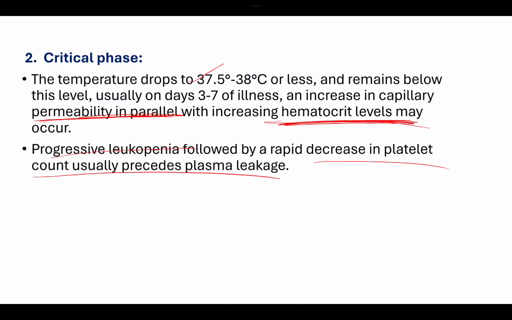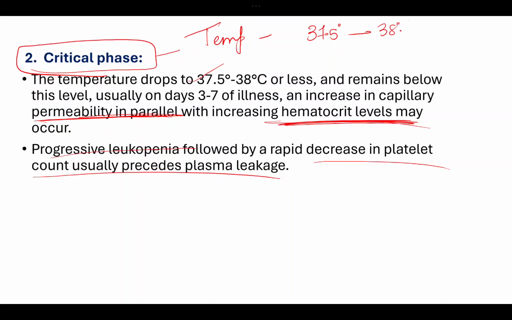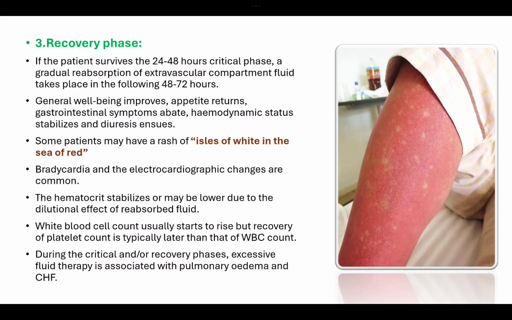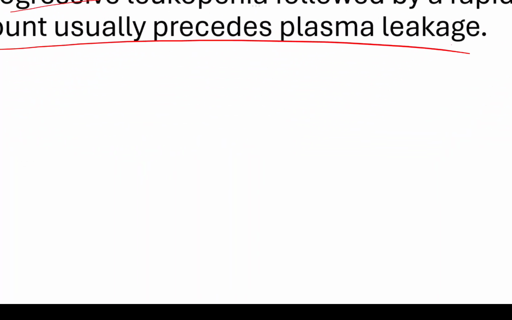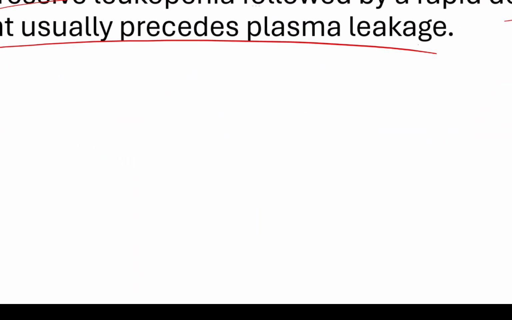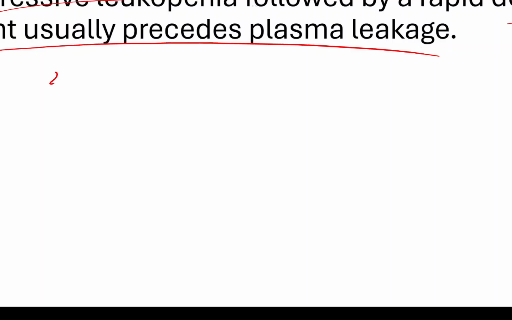Is it clear? What are we remembering in the critical phase? In the critical phase, the temperature is dropping. The temperature drops from 37.5 to 38 degrees Celsius or less than that. And the main important thing is that there is an increased capillary permeability. What are you going to remember? There is increased capillary permeability.